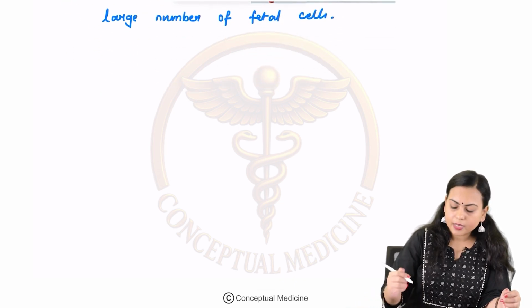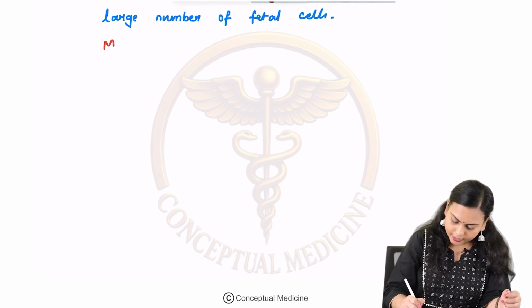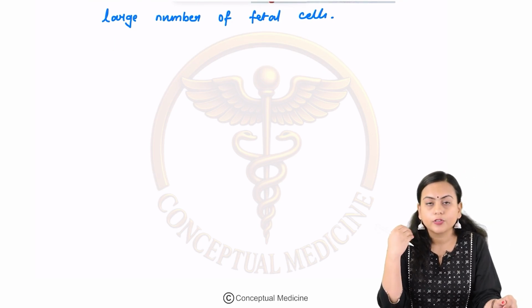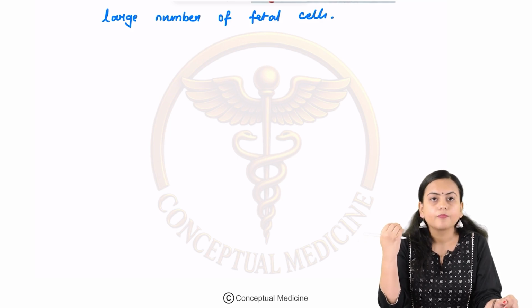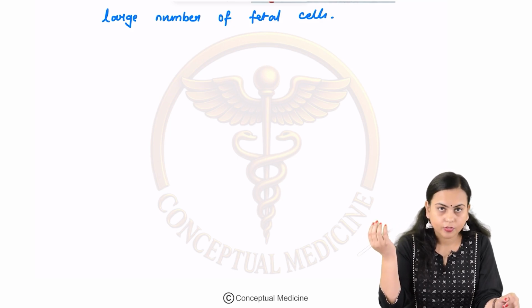What we'll be doing is using monoclonal antibodies. In flow cytometry, we are going to use monoclonal antibodies against HbF or the D antigen itself, and then we are going to subject the sample to fluorescence.